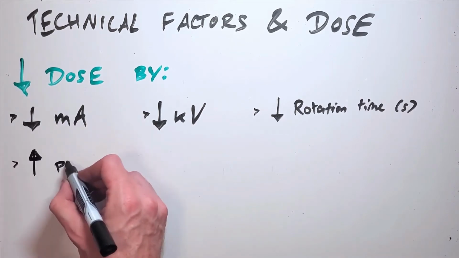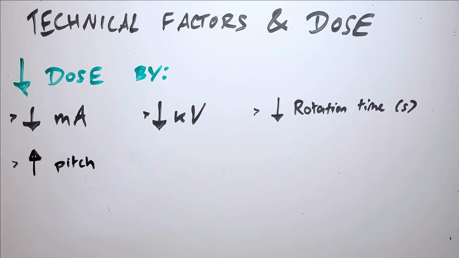Increasing the helical pitch will also decrease the dose to the patient as they're moving faster through the scanner relative to the rotation of the gantry. Changing each of these parameters may be appropriate depending on a variety of things, but it's important to note that generally the MA will not be changed directly by the technologist.